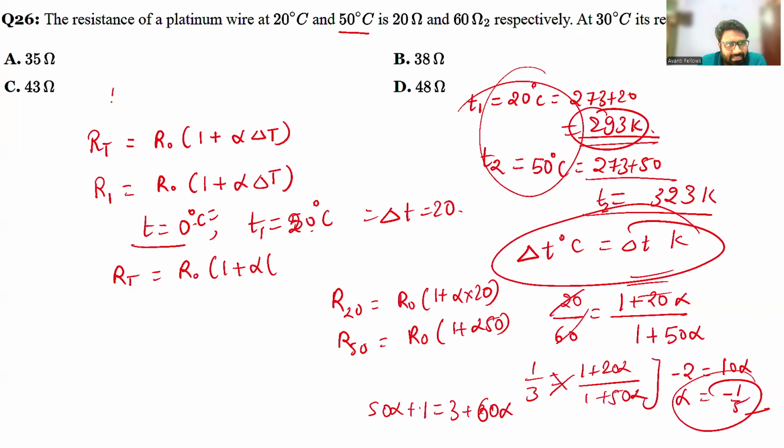So for 30 degrees Celsius, R at 30 degrees will be R naught into 1 plus alpha into 30. And from there, you can also calculate the value of this R naught. Okay. So when you find the value of this R naught, put it into this expression and get the value of the unknown resistance. Okay.